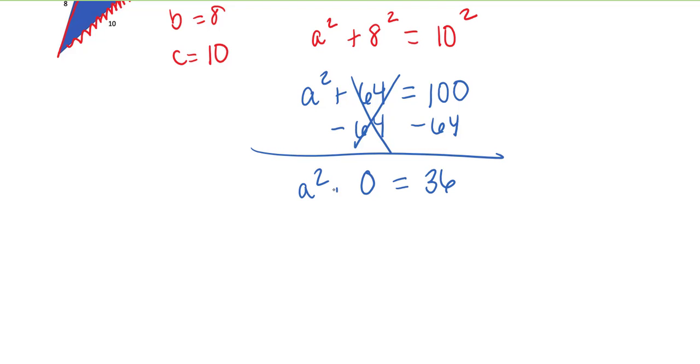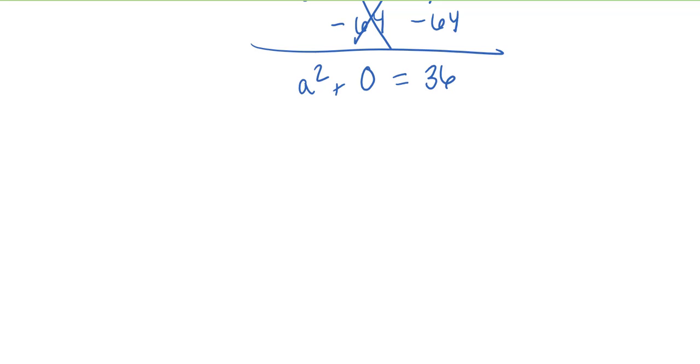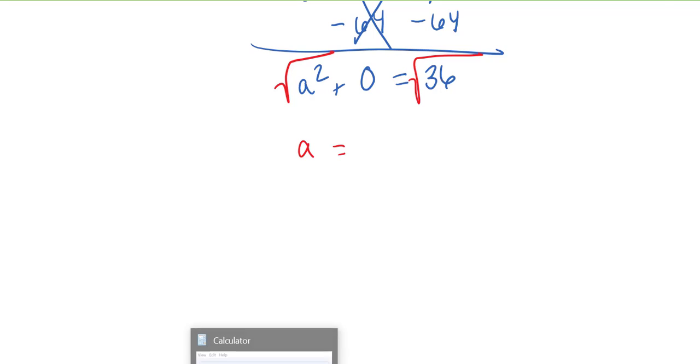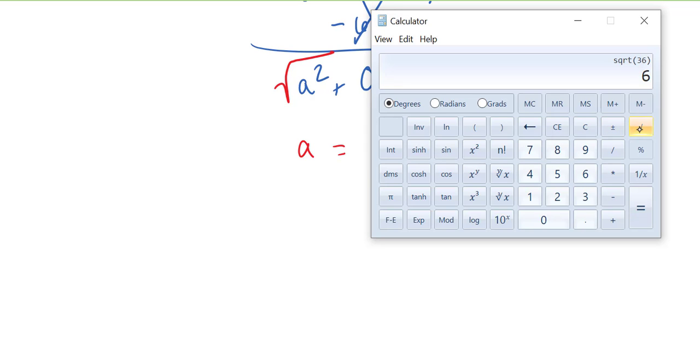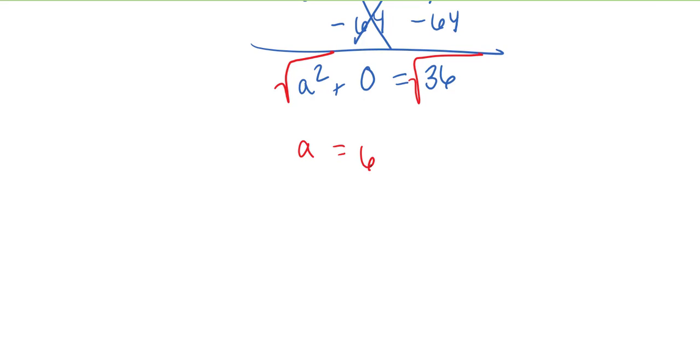And then we have A squared on one side. So in order to get rid of the square, for it just to be A, we take the square root on both sides. This gets us to A, which is equal to taking the square root of 36. Well, we take the square root of 36, we get 6, so A is equal to 6, because A squared, which is 6 squared, which is 6 times 6, is equal to 36. So that makes sense. So we have A is equal to 6.